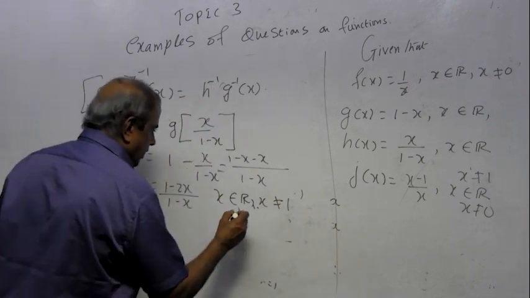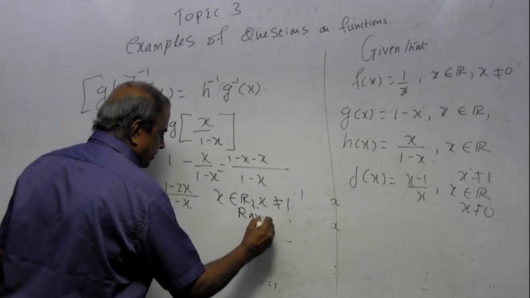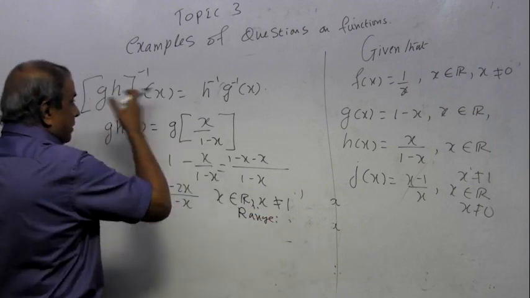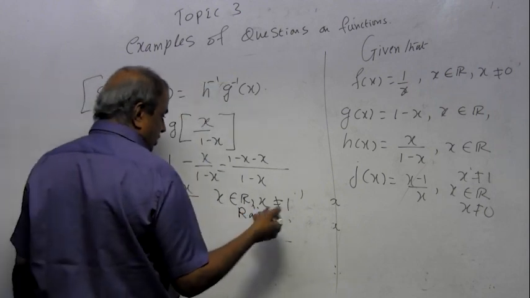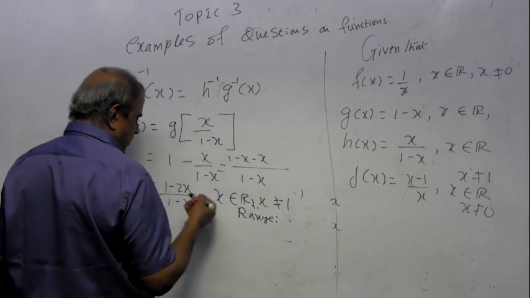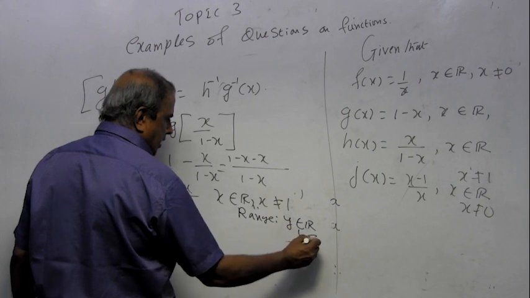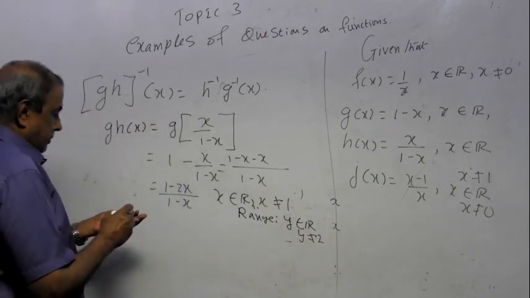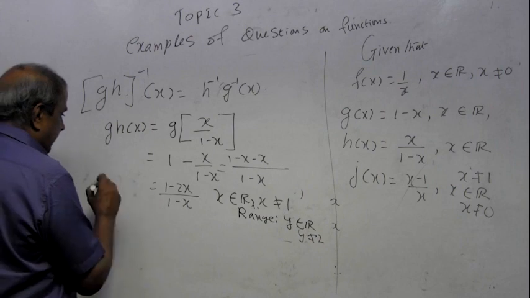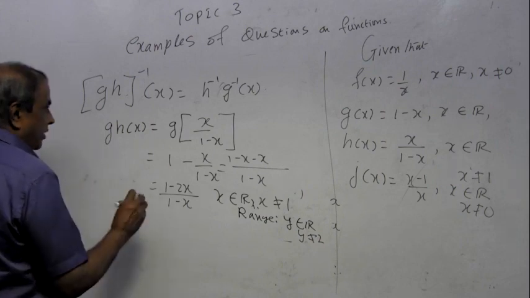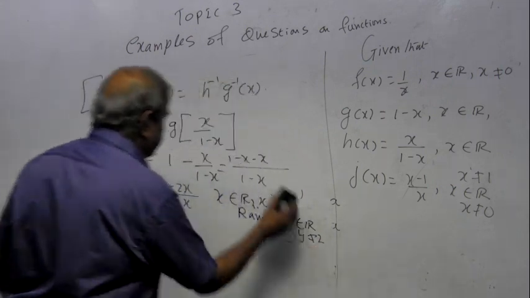So therefore, the range is, I don't need this because I'm just proving that, but I would rather show you where the range could be written. Range is y belongs to R, y not equal to 2. It can never be 2. Now I need to find the inverse of this.